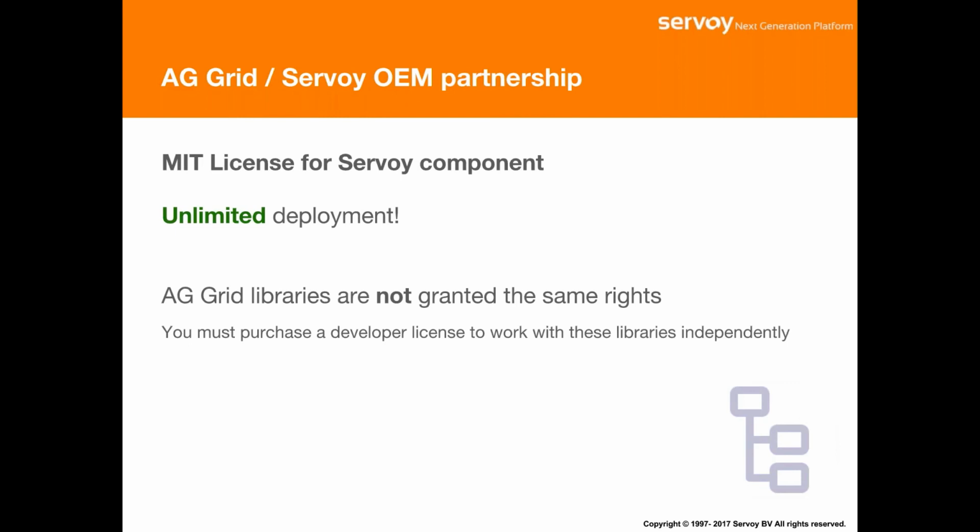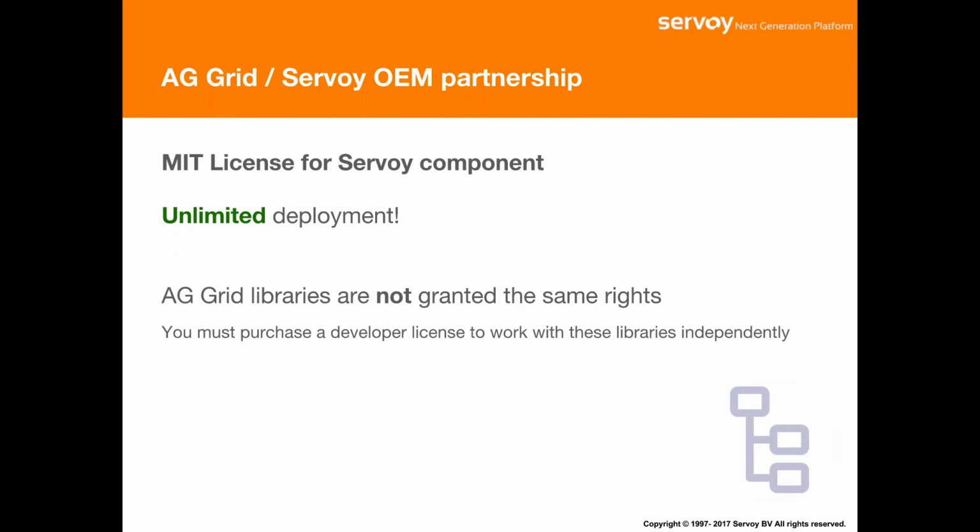A little bit about the licensing. This is a partnership between the AG Grid vendor and Servoy. We have an OEM with them, so we are licensed to distribute this component. The license for the Servoy component falls under the MIT license, which is a very permissive license that we use for all of the other components that we put up on GitHub. This gives you unlimited deployment, so you can take this component, put it on your form, and deploy it without any worries, which is great for you.